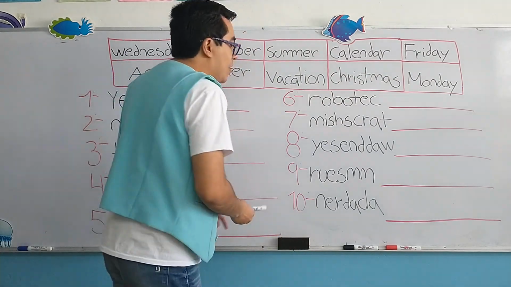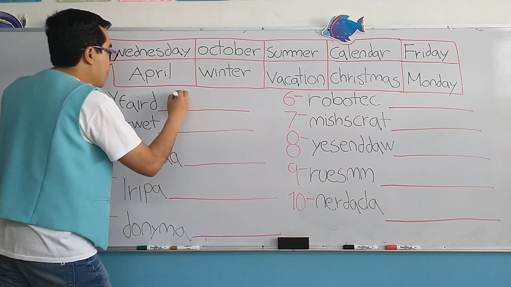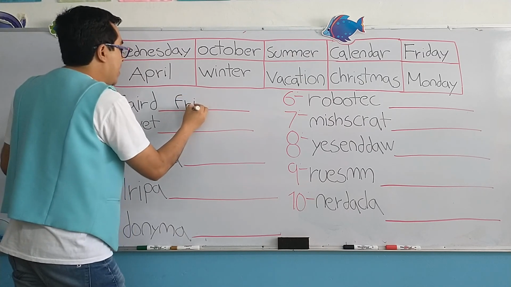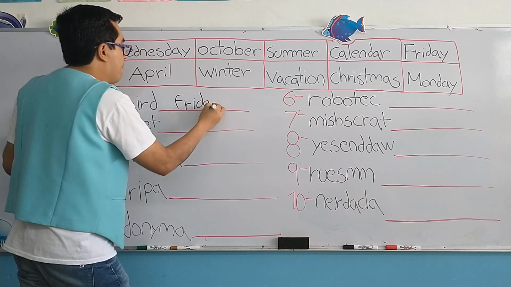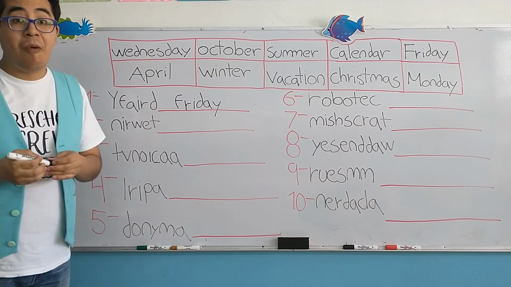With your pencil, let's write the correct order of the letters. Vamos a escribir el orden correcto de las letras para que digan la palabra Friday. Okay, so that's the number 1.